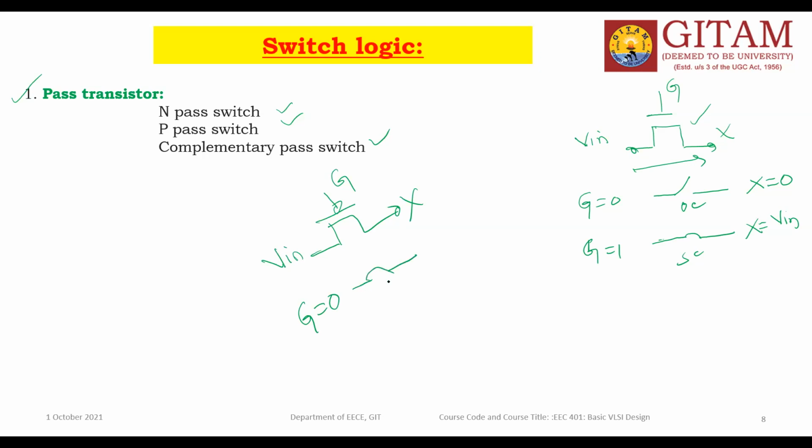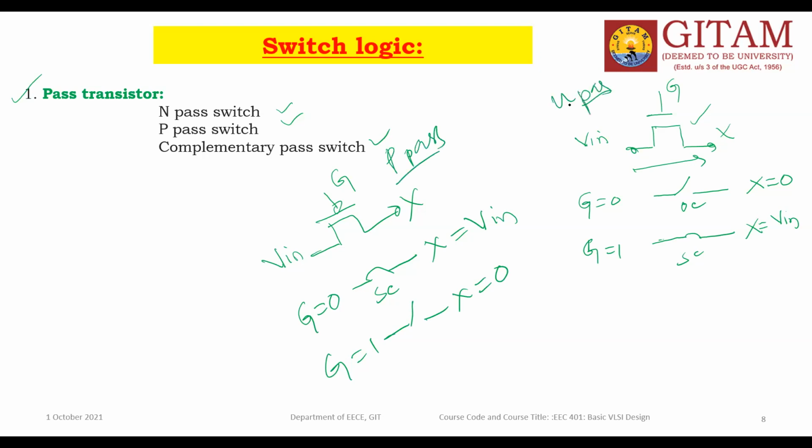Okay, the switch is closed, short circuited, and X is equal to input V in. So whenever G is equal to 1, with logic 1 applied at the gate of the PMOS transistor, what happens? It acts as an open switch. Then X is equal to 0. So this is the P pass switch, and this is the N pass switch.